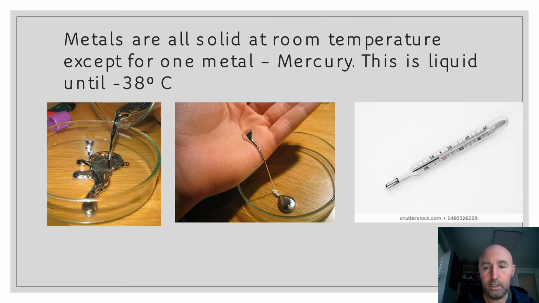But now modern thermometers use infrared or something like that for a digital reading. All the other metals except for mercury have a higher melting point. Mercury is the only one that's a liquid at normal room temperature.